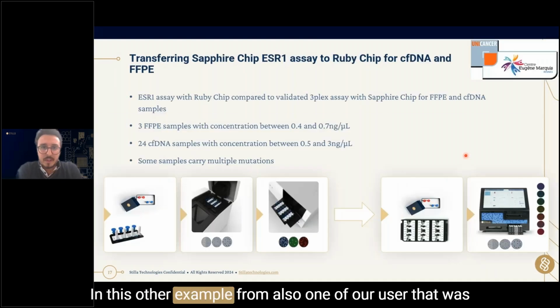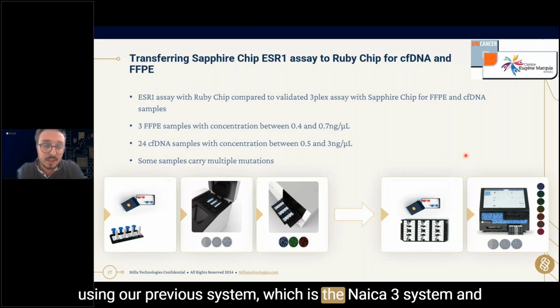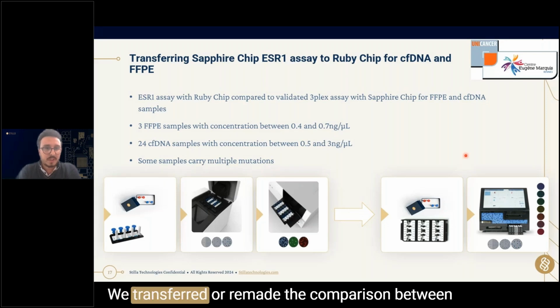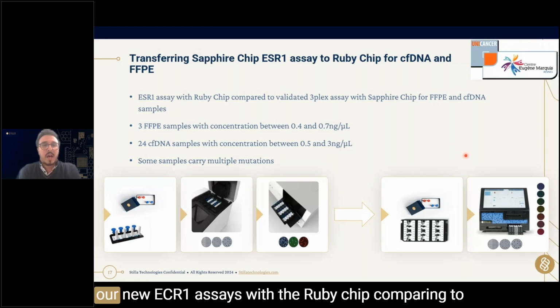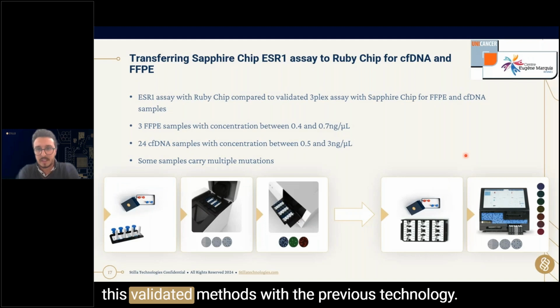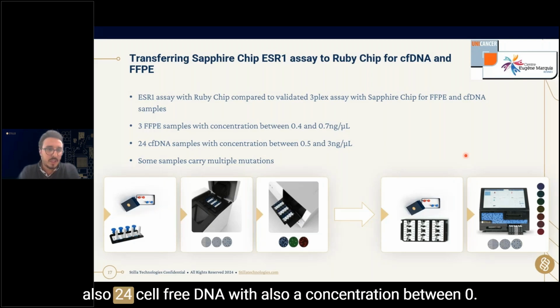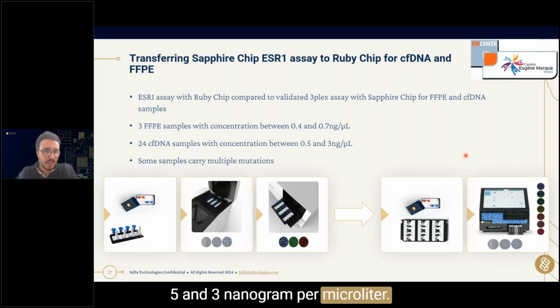In this other example from one of our users that was using our previous system, the NIO 3 system, and using our Sapphire chip with an input volume of 25 microliter, we made a comparison between our new ECR1 assays with the Ruby chip and the validated methods with the previous technology. We tested 3 FFPE samples with very low concentration, but also 24 cell-free DNA samples with a concentration between 0.5 and 3 nanogram per microliter.